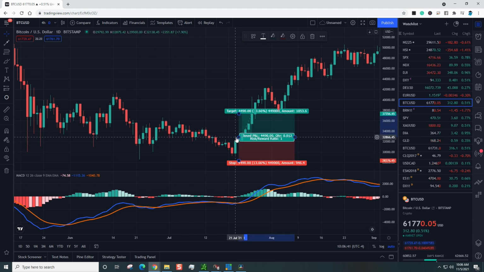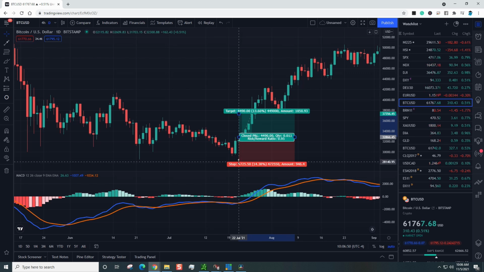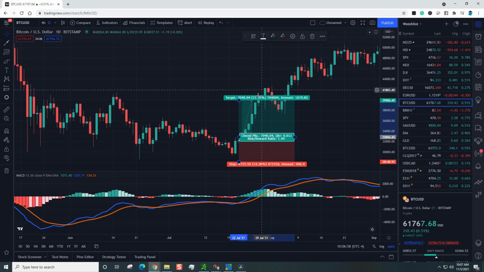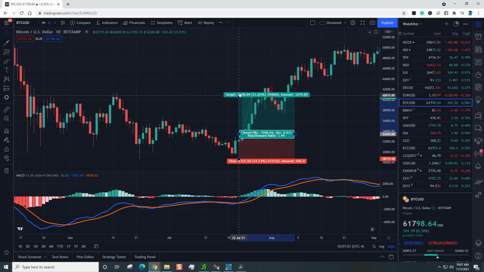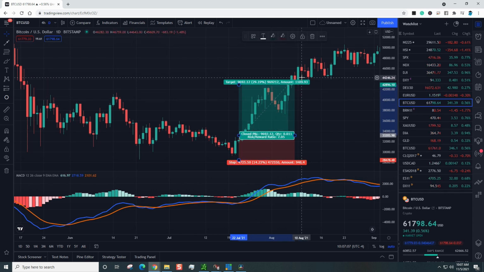Again, we would enter on the break of that candle, placing our buy stop order just above the top of this candle, maybe 1 or 2 ticks above it. And then we could set our stop loss just below this low over here. And again, we want to adjust this to at least a 1.5 to 1 reward to risk ratio, which would have us targeted right over here. And if you're shooting for a 2-to-1 reward to risk ratio, that would come right up here, which Bitcoin more than exceeded.